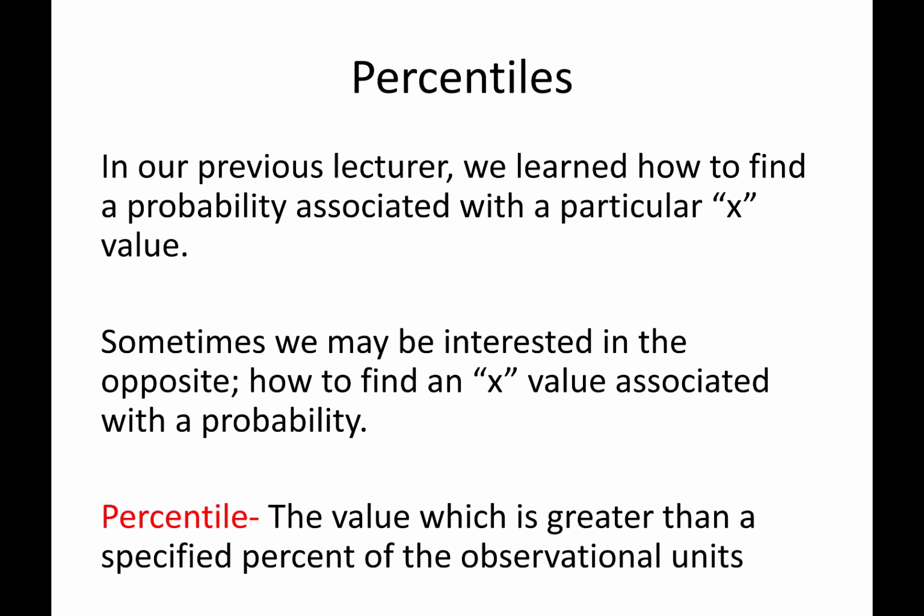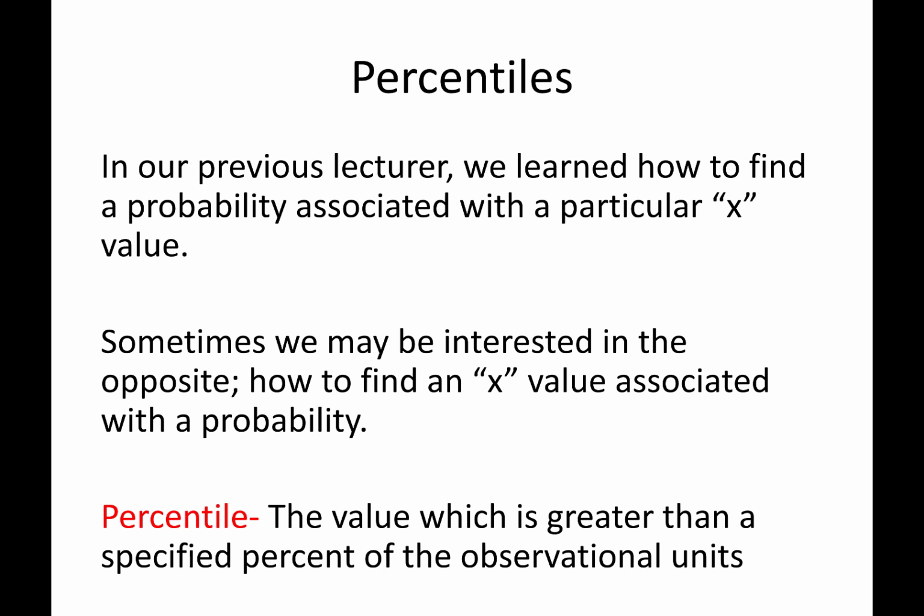In our previous lecture, we learned about z-scores and how to figure out a probability associated with a certain value. This lecture is going to go over the opposite. We're going to figure out how to find a certain x value associated with a probability. This is what's known as a percentile. A percentile is the value which is greater than a specified percent of the observational units.